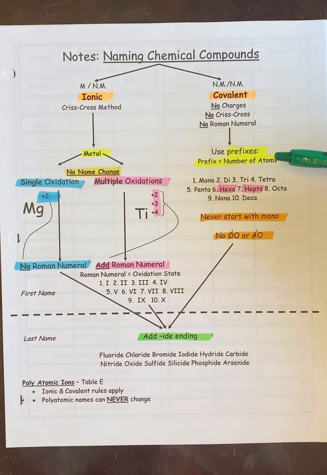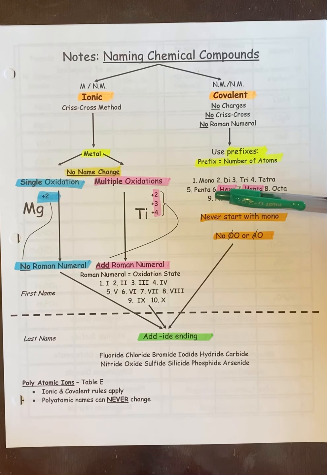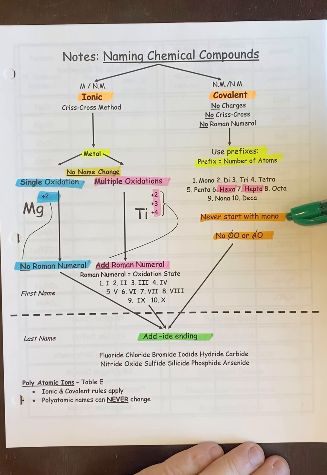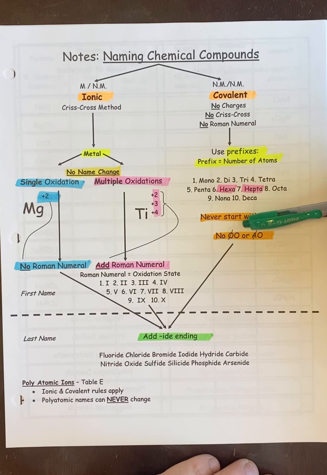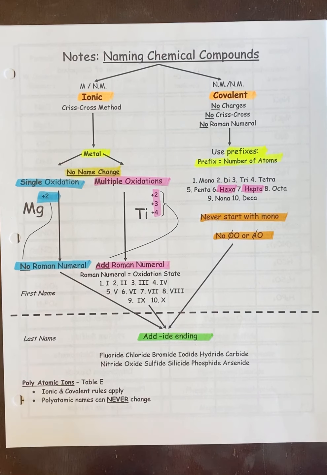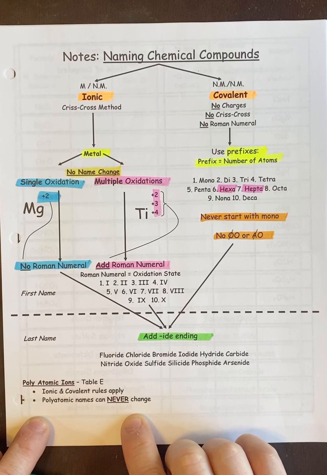Whereas, for example, when carbon and hydrogen form bonds, you can have 1 carbon, 2 carbons, 3 carbons, a billion carbons. So there's no limit to how many you can have. So you need to specifically spell it out. You've got this many of this atom and that many of that atom. There's a rule, never start with mono and no double vowels, because it sounds weird. I'm going to go over that in a little bit when we actually get some practice problems. So that's it. And then IDE, they all have IDE endings on the last name. The good thing about the polyatomic ion table is they don't change their name.